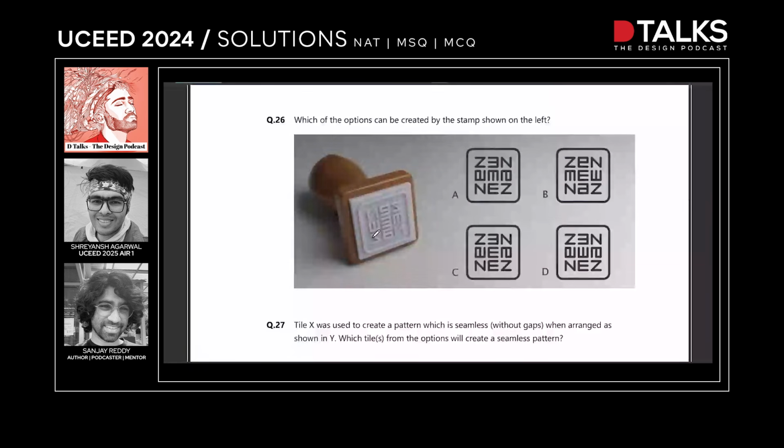Which of the options can be created by the stamp shown on the left? So how do you solve this easily? You take the centerpiece first, okay? And you see what orientation it's aligned in. So this part is on the bottom, right? That is how I start with it.